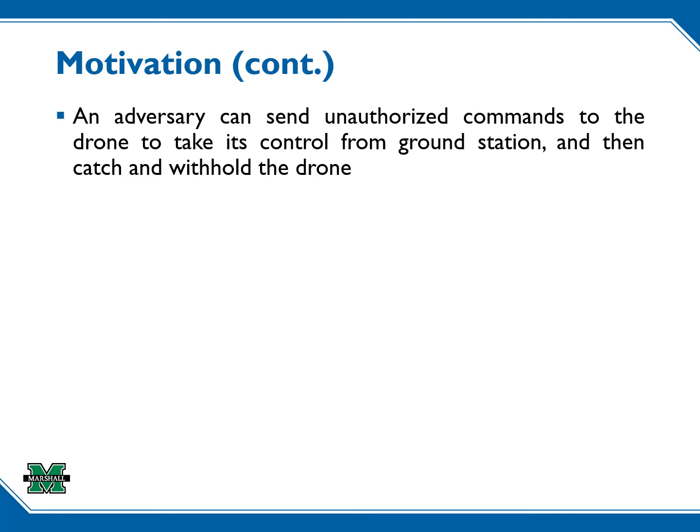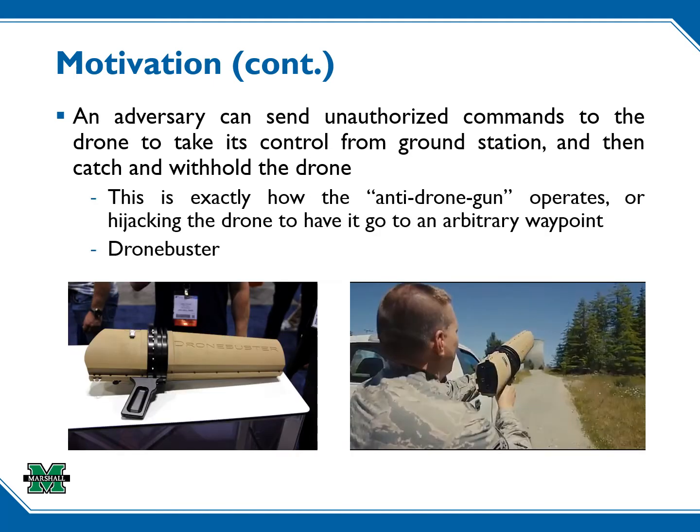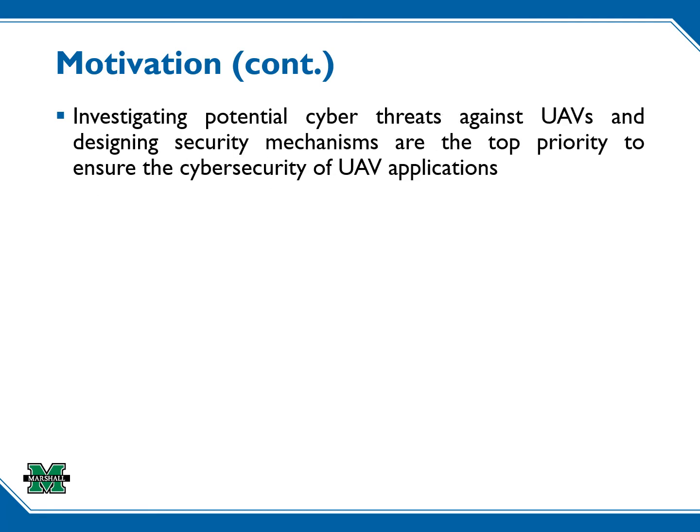An adversary can send unauthorized commands to the drone to take its control from the ground station, and then catch and withhold the drone. This is exactly how the anti-drone gun operates, by hijacking the drone to have it go to an arbitrary waypoint. The two images show the Drone Buster, a gun that is designed to shoot signal interference to stop drones from operating.